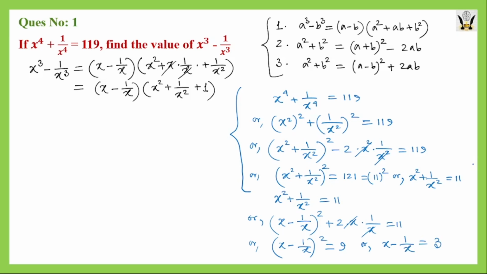So we have already obtained x square plus 1 by x square, that value is 11, and x minus 1 by x, that value is 3. Now we can easily put these into this expression. So in place of x minus 1 by x, it will be 3, and x square plus 1 by x square is 11. So 11 plus 1, 12. 12 multiplied by 3 will be equal to 36. Now we will move on to the next sum.